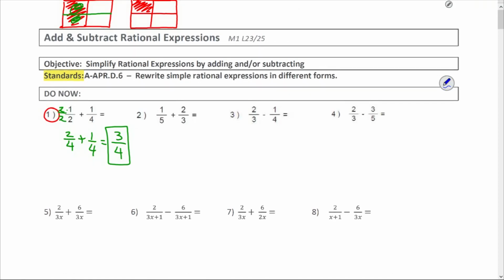Now, in terms of rational expressions, the reason that I multiplied top and bottom of 1/2 by 2 is because that was the missing factor. That was the factor that 4 has that 2 doesn't. So we'll be looking at what is the missing factor that the other one has that this one doesn't. Let's talk about how to do that with rational expressions.